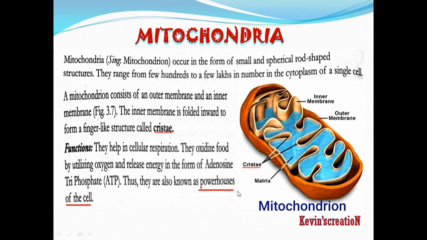Nucleus, control center of the cell. Endoplasmic reticulum, the pipelines. And the ribosomes, the protein factories. And here mitochondria, these are the powerhouse of the cell, because oxidation of the food takes place in the mitochondria, and they release ATP, that is adenosine triphosphate. Next cell organelle we have is Golgi bodies.